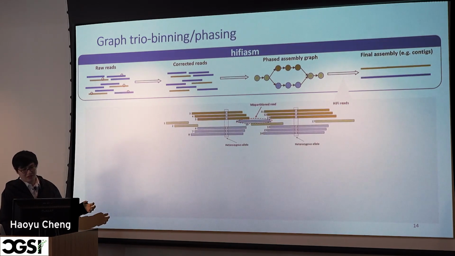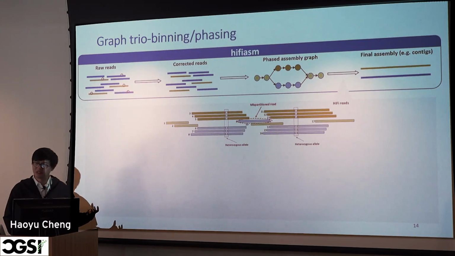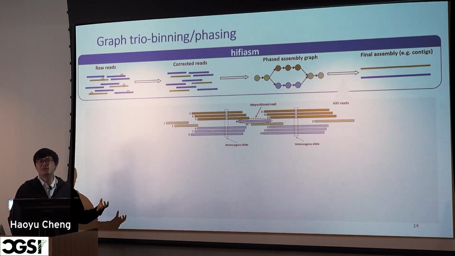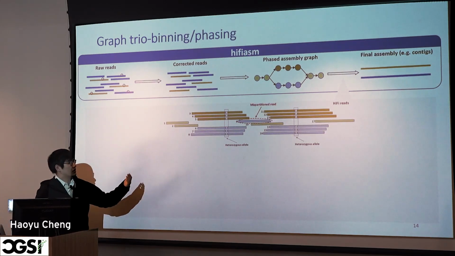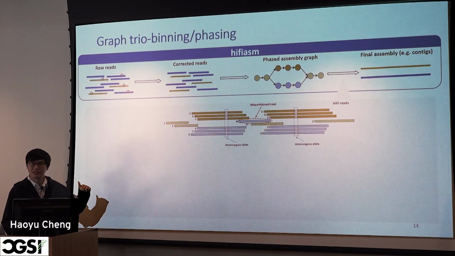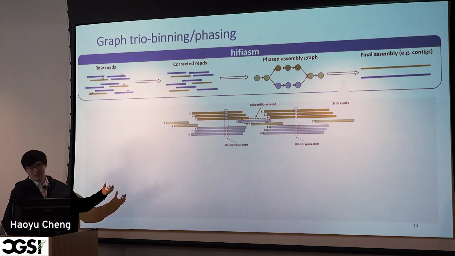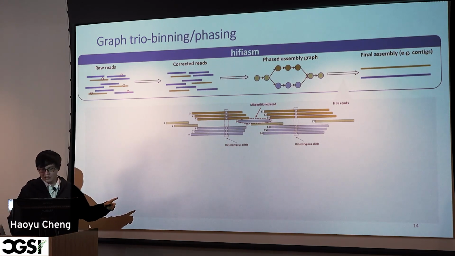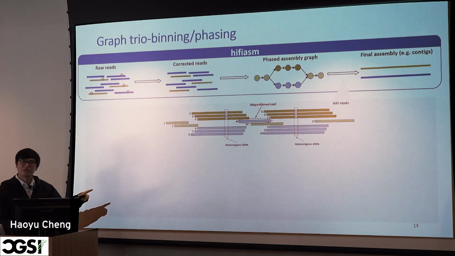The advantage of the graph trio binning or graph phasing here, in comparison with the pre-binning strategy we talked about before, is that it is more robust in handling different types of errors. So for this example, we could say that all the yellow nodes and all the blue nodes are heterozygous. They should be partitioned into either haplotype 1 or haplotype 2. But all the green nodes are homozygous. They should be partitioned into both haplotypes. There is one mispartitioned node, node 9, right? It should be partitioned to both haplotypes.